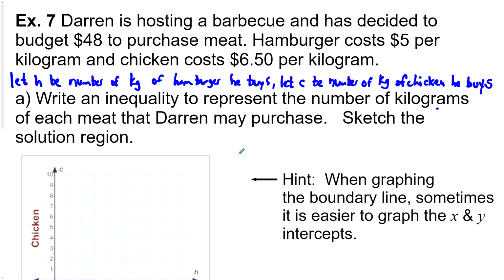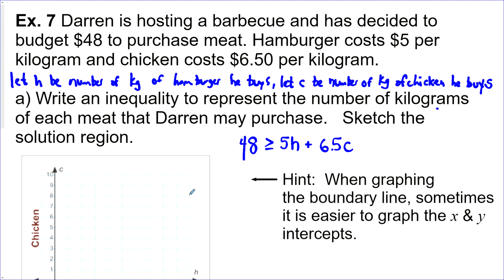All right, now let's start off with the maximum here. That would be 48, and that was going to be our largest amount. We could be less than that or equal to 48. So on this side, we're going to be what we buy, and this is our maximum here. What are we going to buy? Well, it's going to be 5 times the number of kilograms of hamburger we buy, plus 6.50 times c, the number of kilograms of chicken. So for instance, if we bought 1 kilogram of hamburger and 1 kilogram of chicken, that would be 5 plus 6.5, that would be 11.5, and that works. I mean, we're less than 48 at 11.5.